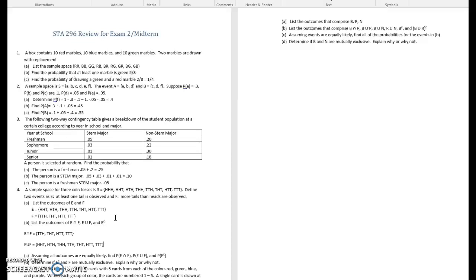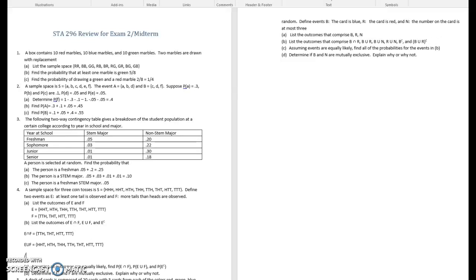All right, so now let's look at E complement. Get it out of the superscript there. Now remember that a complement is everything that is in the sample space that is not in E. So if we look at E and we look at our sample space, the only thing in this sample space that's not in E is HHH. So the complement is HHH.